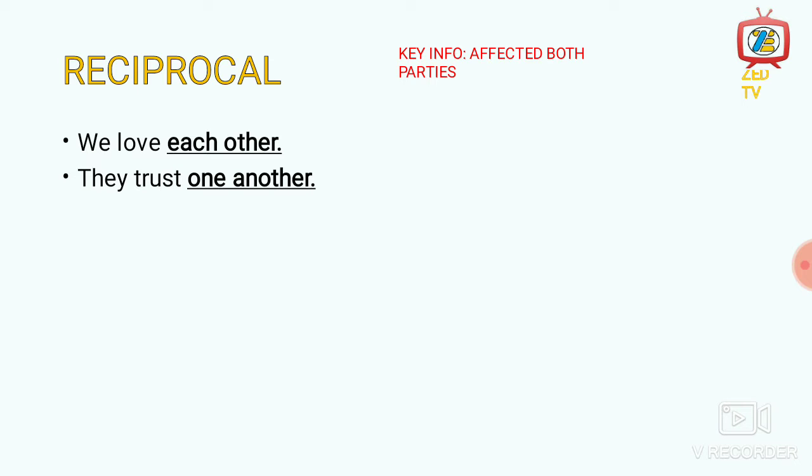When we are talking about reciprocal, it means that we are talking about two people at the same time. For example, the term each other, as in we love each other, means the first person loves the second person, and the same thing happens to the second person. He or she loves the first person too. The same goes for one another, as in we trust one another. So the key info here is it affects both parties.